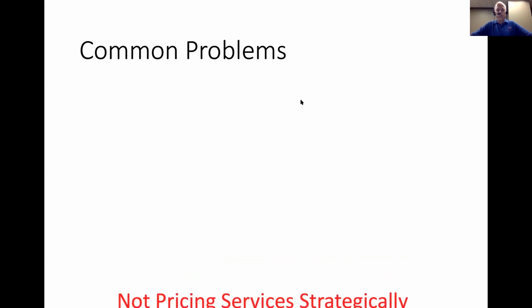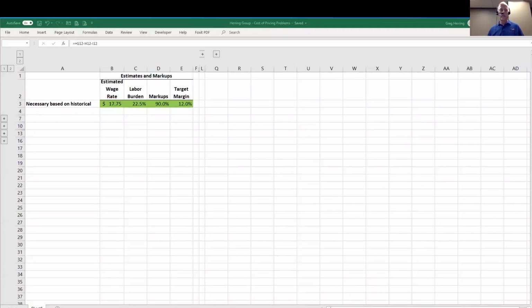Now, these are all common problems. It's why the industry's average profitability is about 4.6% in my last benchmark report, and why it's not at 10 to 12%. All right, so let's just talk about the cost of those mistakes.